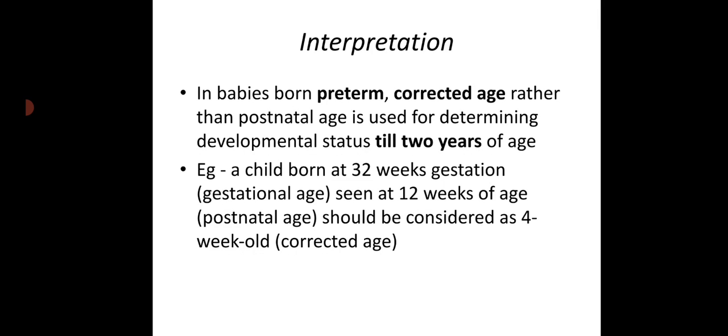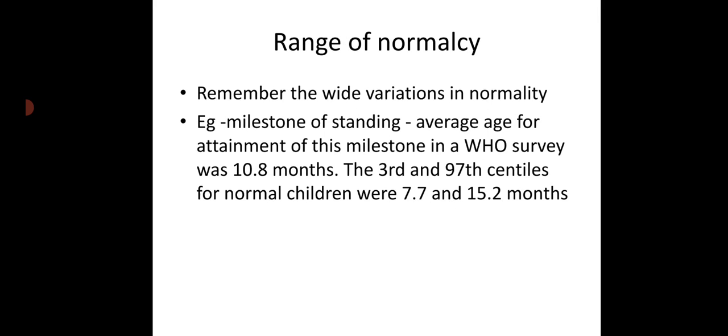Interpretation. In babies born preterm, corrected age rather than postnatal age is used for determining developmental status till 2 years of age. Example, a child born at 32 weeks of gestation, that is gestational age, seen at 12 weeks of age, that is postnatal age, should be considered as a 4-week-old, that is corrected age.